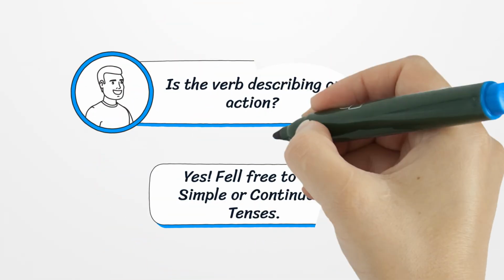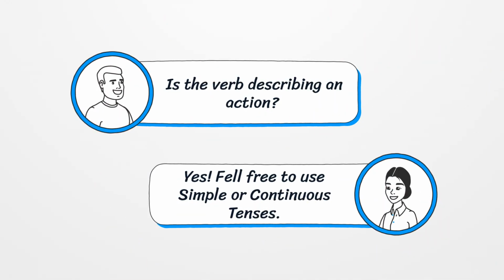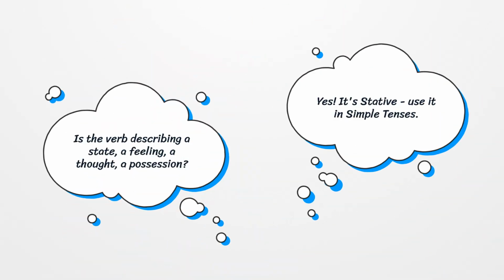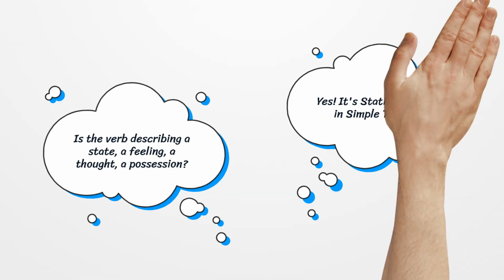So, to wrap up, your mental checklist should be: Number 1. Is the verb describing an action? If yes, feel free to use simple or continuous tenses. It's a dynamic verb. 2. Is the verb describing a state, a feeling, a thought, a possession? If yes, it is likely stative and should be used in a simple tense.